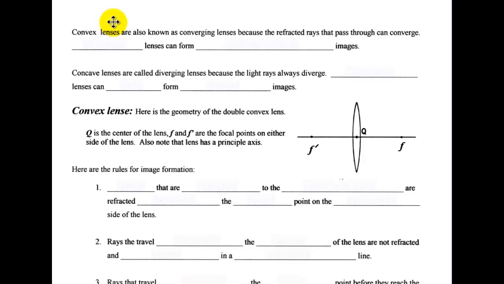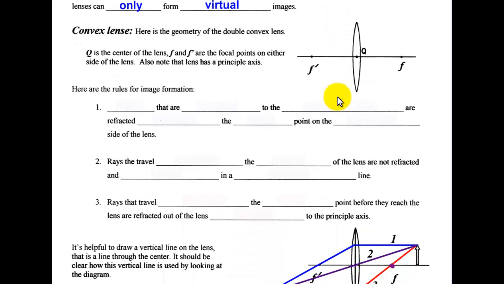Convex lenses are also known as converging lenses because the refracted rays that pass through can converge. Convex lenses will make real or virtual images, and you'll see throughout our examples it all depends on where our object is, outside of the focal point or inside of the focal point. Concave lenses are called diverging lenses because the rays always diverge. Concave lenses can only form virtual images, and so similar to our last one, the second type of lens that we're going to look at is pretty straightforward, and there's not a whole lot of variation. So let's look at the convex lens first.